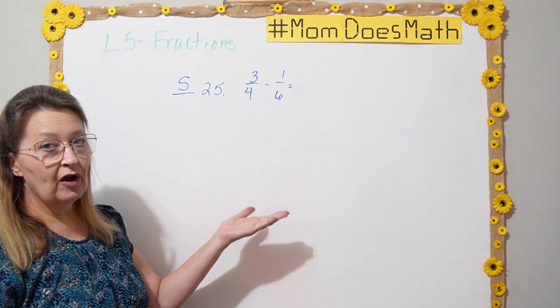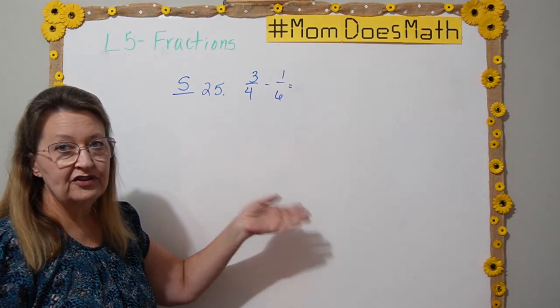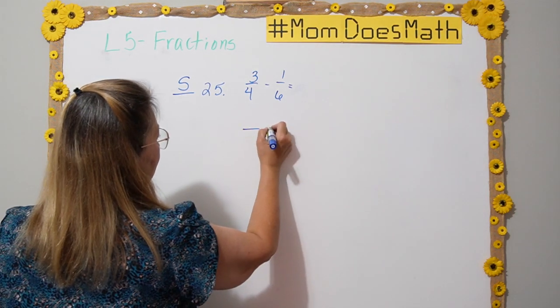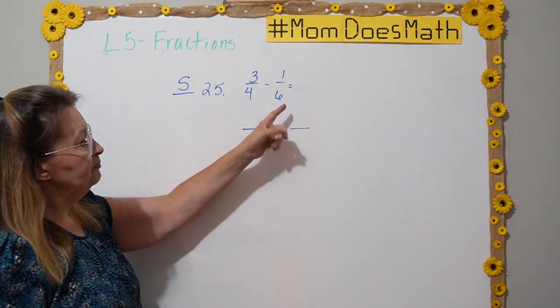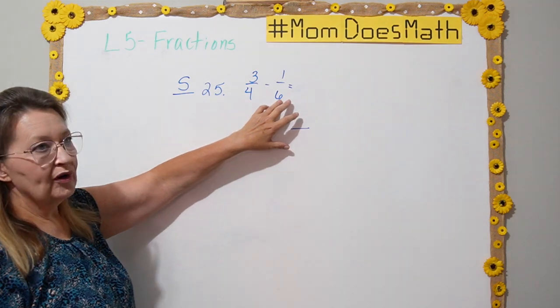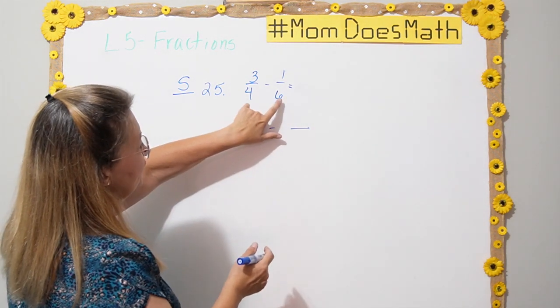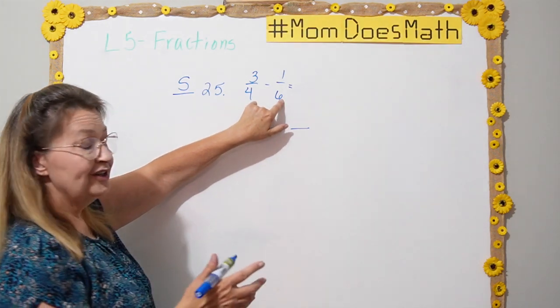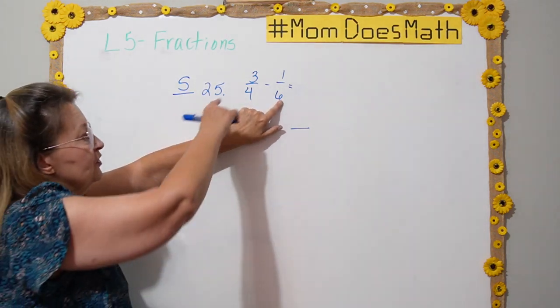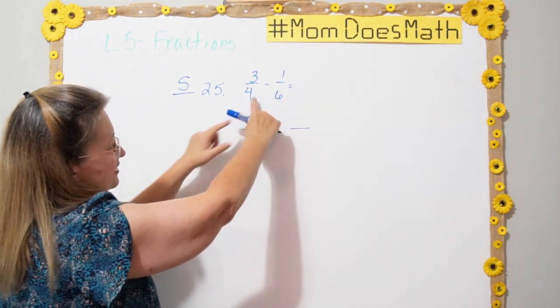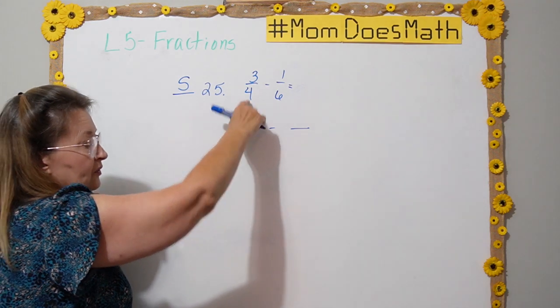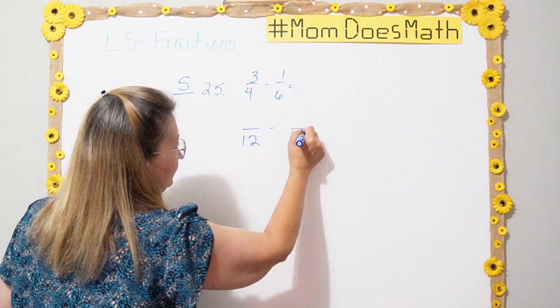Okay, number 25 is a subtraction problem. And to subtract fractions, you do need a common denominator. So let me come under here. Pick your largest number and start running through the multiples. What are the multiples of 6? Well, you've got 6, you've got 12, and you can stop right there. Because you're looking for a multiple of 6 that 4 will also go into, and 12 works.